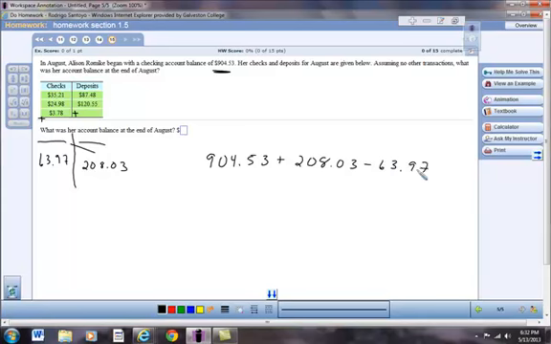Now from here you can just put it in the calculator. 904.53 plus 208.03 minus 63.97 gives her a balance of 1,048.59. So those are some of the problems on 1.5 that I thought were probably going to be the hardest.